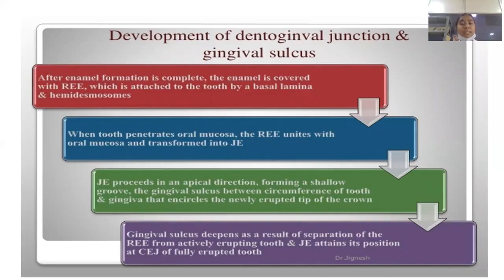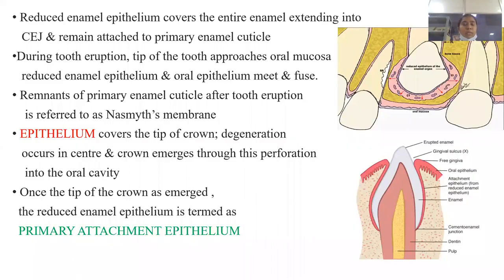The gingival sulcus between the circumference of the tooth and the gingiva encircles the newly erupted tip of the crown. The gingival sulcus then deepens as a result of separation of the reduced enamel epithelium from the actively erupting tooth, and junctional epithelium attains its position at the CEJ, that is the cemento-enamel junction of the fully erupted tooth.